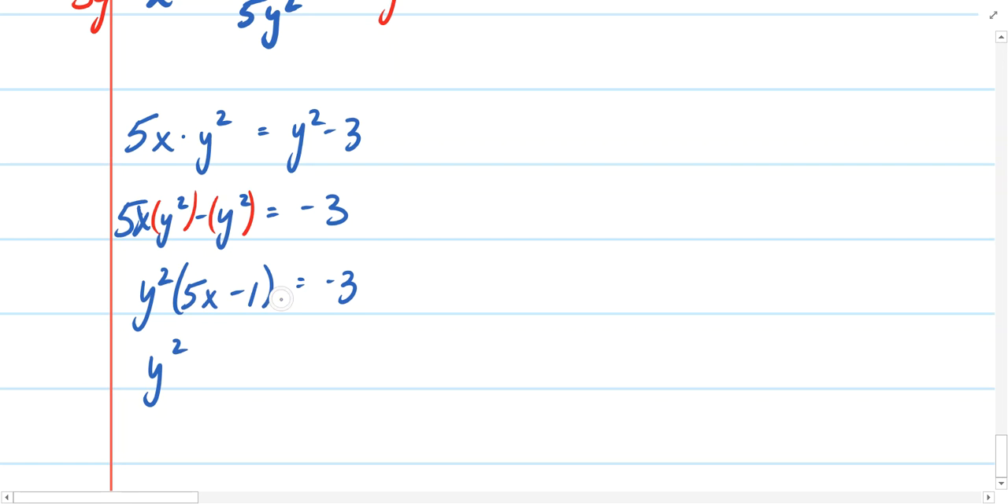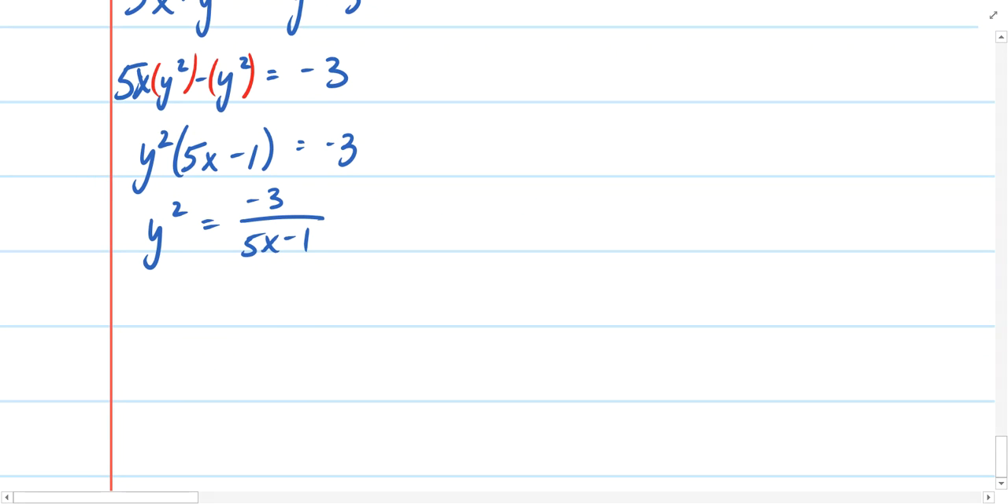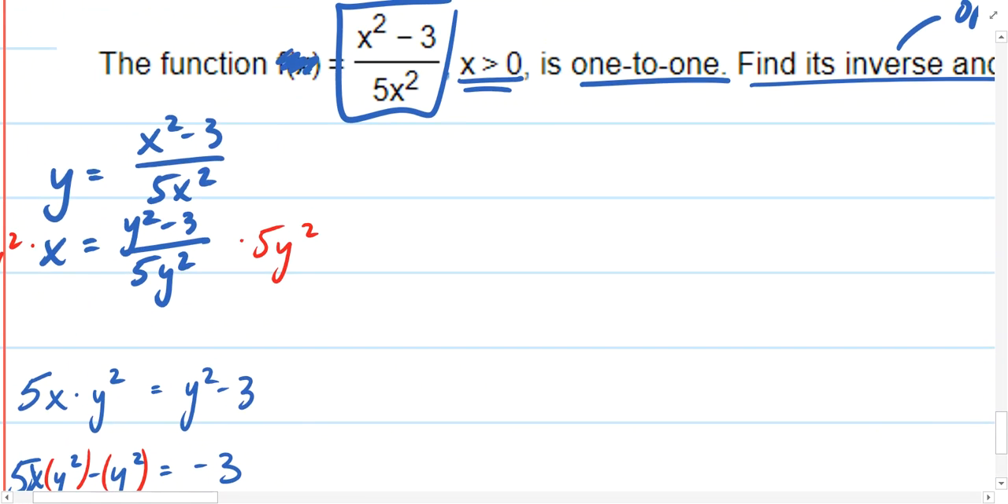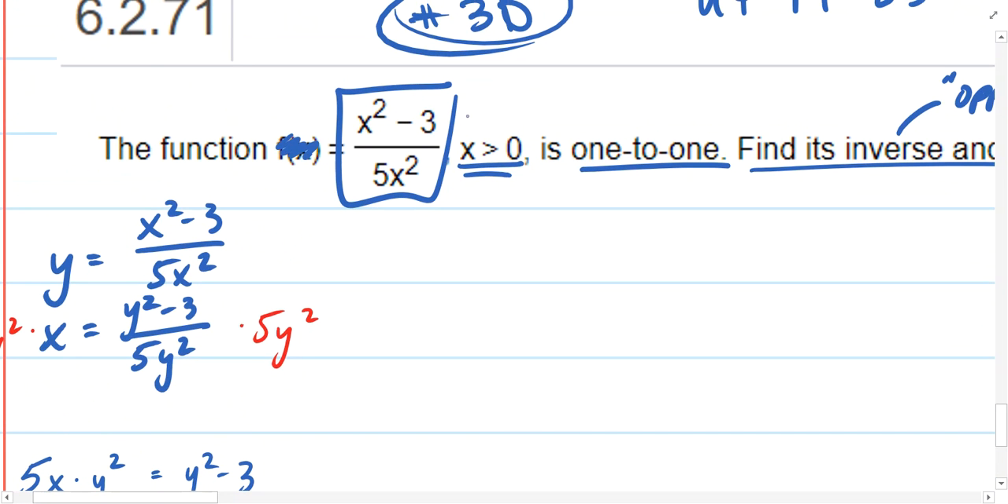And when we divide both sides by 5x minus 1, we have y squared equals negative 3 divided by 5x minus 1. And now we can take a square root of both sides of the equation, and we have y equal to plus or minus the square root of negative 3 over 5x minus 1. Now here's where our domain restriction is going to be helpful to us.